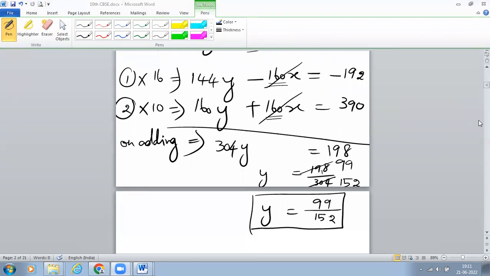Please check the book answer, ma. Check whether in the book also they have mentioned y is equal to 99 by 152.